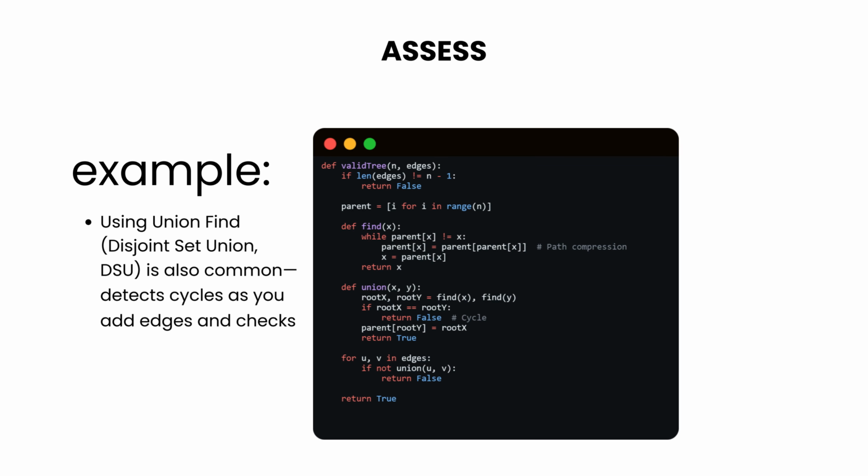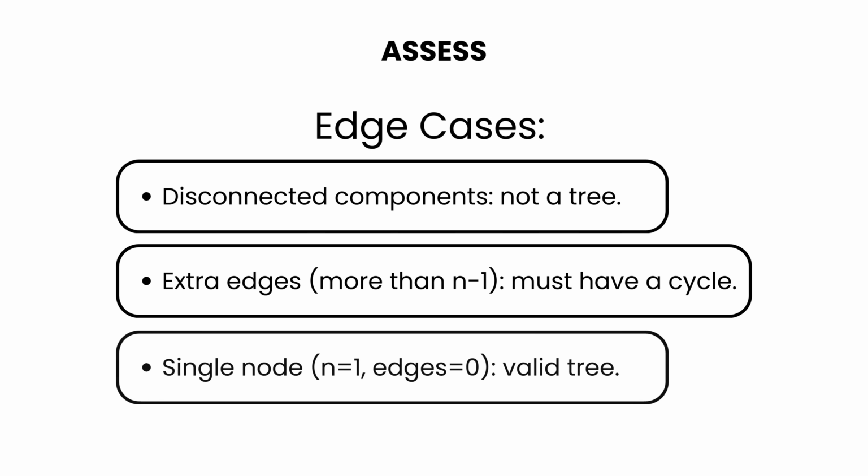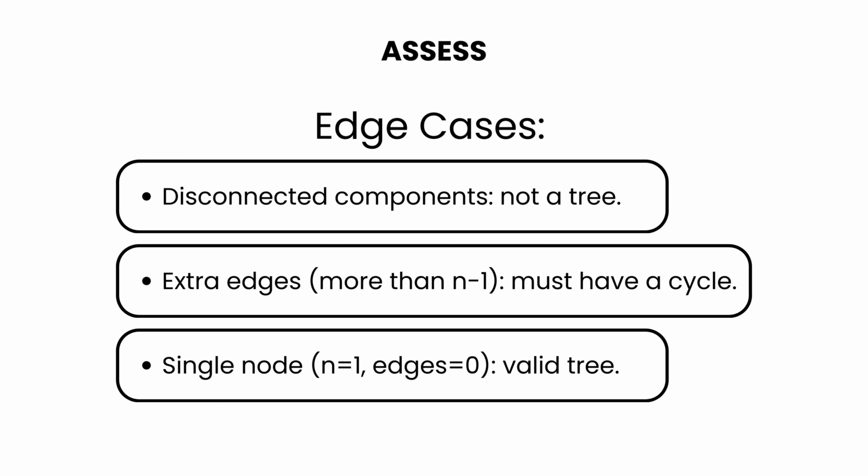Let's clarify. Using Union-Find, disjoint set union, DSU, is also common. It detects cycles as you add edges and checks if all nodes are ultimately connected. Edge cases. Disconnected components: not a tree. Extra edges, more than n-1, must have a cycle. Single node, n equals 1, edges equals 0: valid tree.